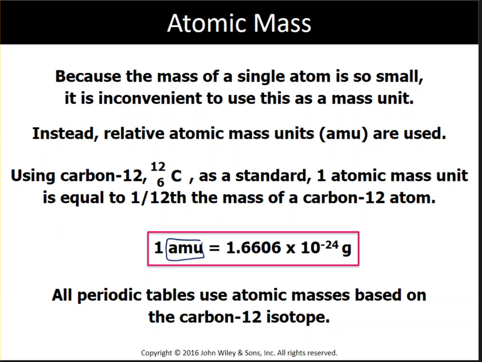Now, the atomic masses of the elements are all calculated with reference to carbon-12, the isotope of carbon that is the most abundant. So the atomic masses for the elements in the periodic table are relative to carbon-12. So we're going to learn how to find the atomic mass for each isotope.